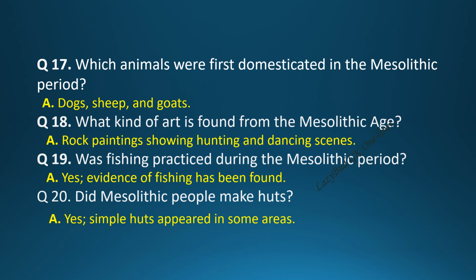Question 18. What kind of art is found from the Mesolithic Age? Answer. Rock paintings showing hunting and dancing scenes. Question 19. Was fishing practiced during the Mesolithic period? Answer. Yes, evidence of fishing has been found.